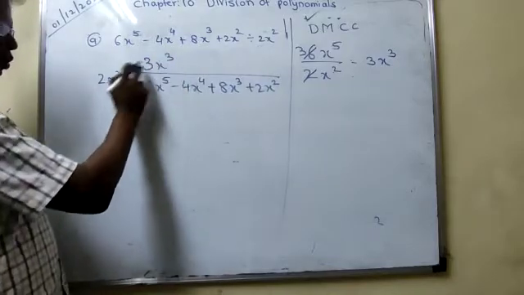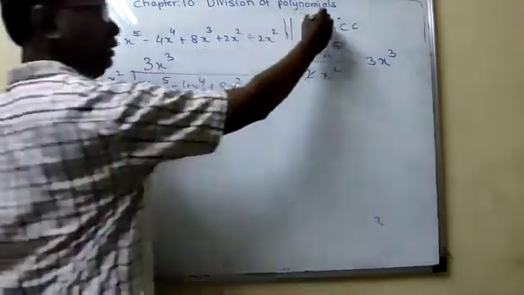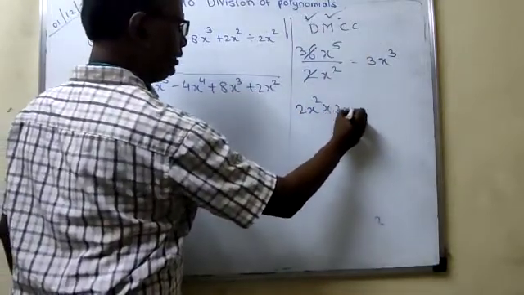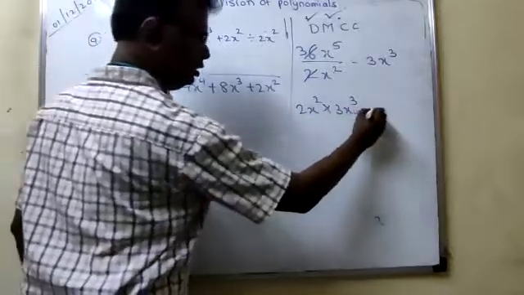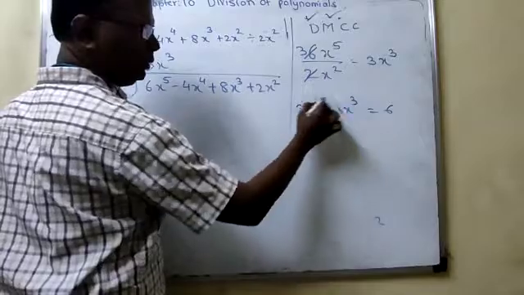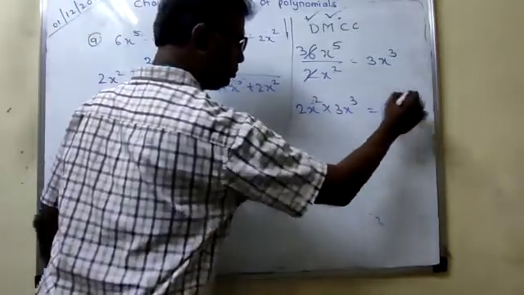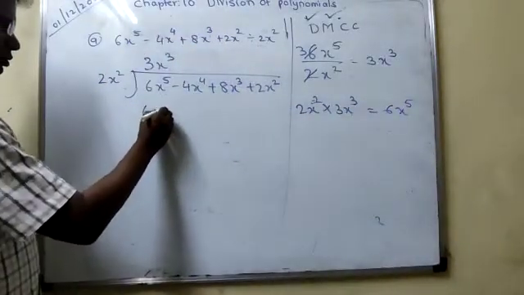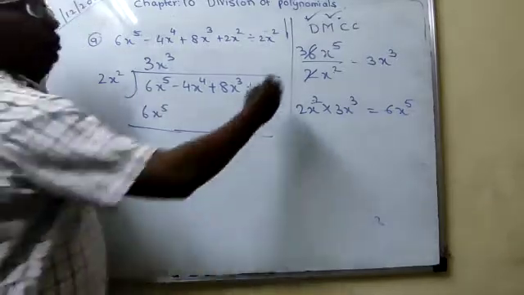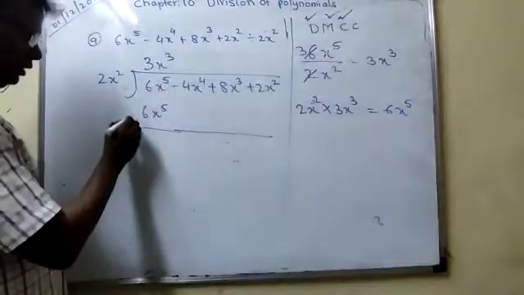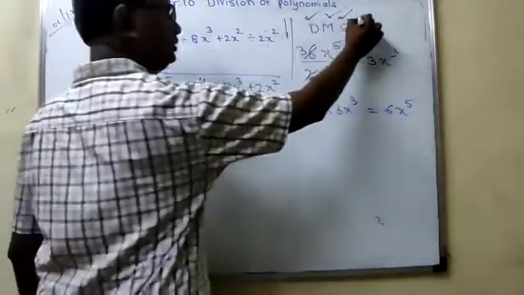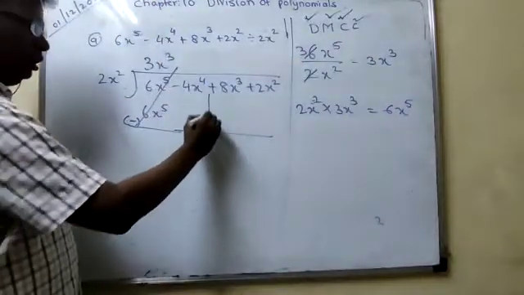3x cube. Now we have to multiply these two terms. 2x square into 3x cube. 2 3s are 6. X square into x cube. I told you when multiplying you have to add. So x raised to 5. Multiply over. Now change the sign. What is the sign here? Plus. So it will be minus. Then next is cancellation. This will get cancelled.